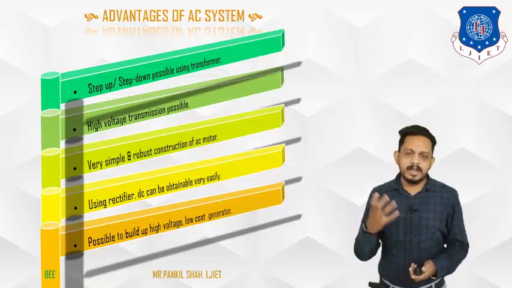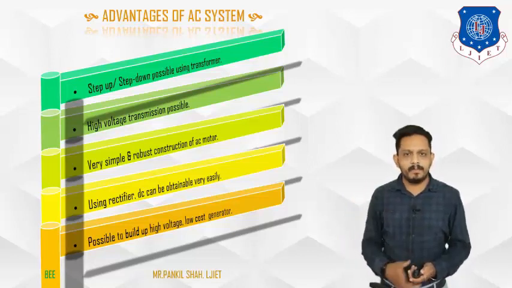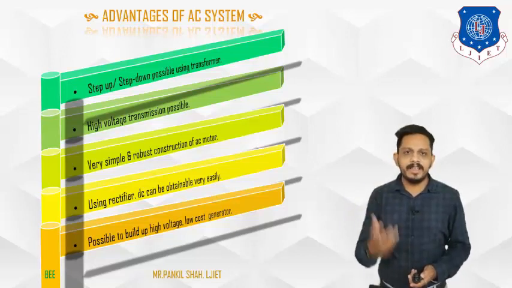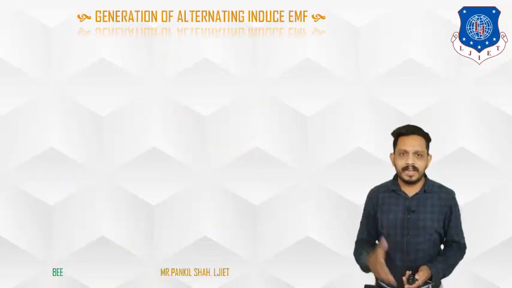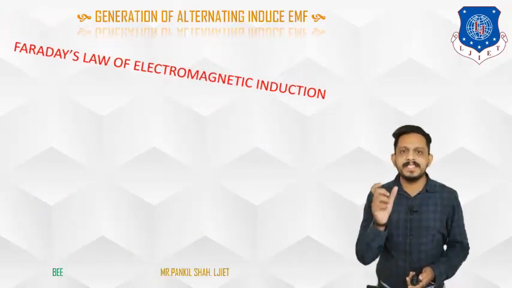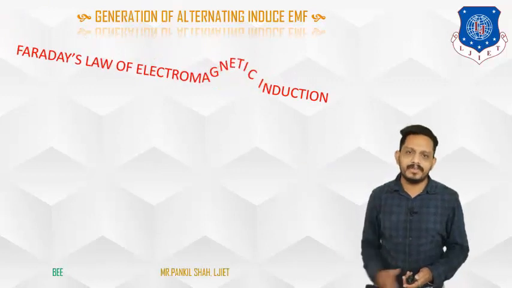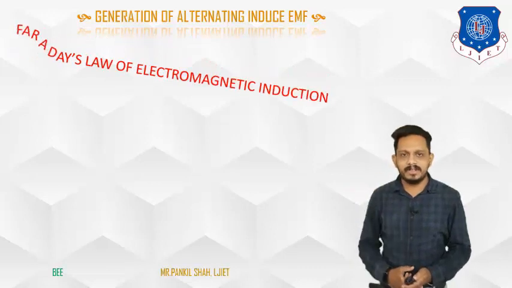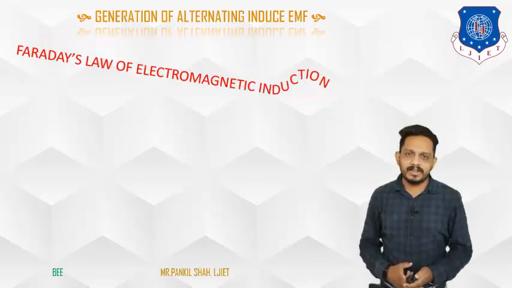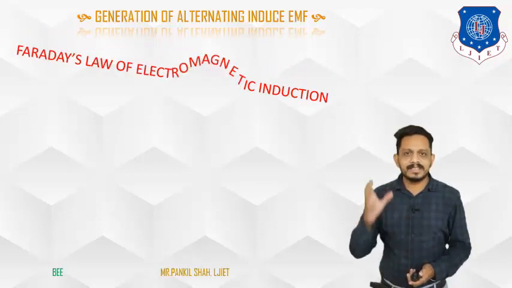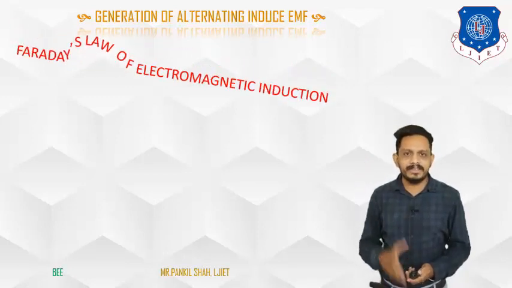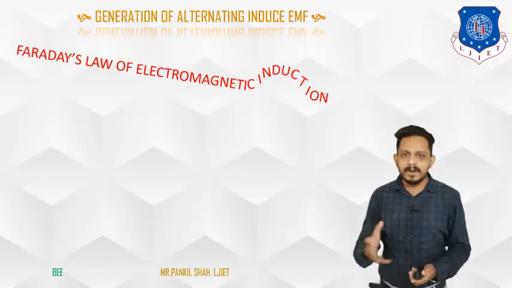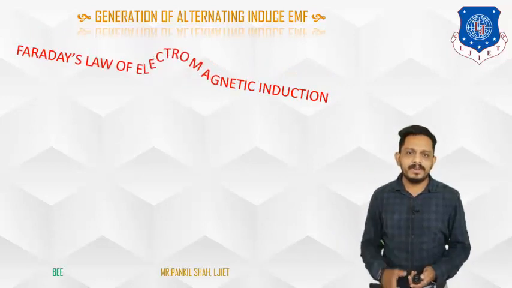Now let's discuss the first important topic, that is generation of alternating EMF. How is this alternating EMF generated? For that, we must know the basic principle behind the generation of electricity, and that basic principle is Faraday's law of electromagnetic induction. What is Faraday's law? Whenever the flux linking with a coil changes, then EMF will be induced in that coil. And for that, we must have two types of parameters.